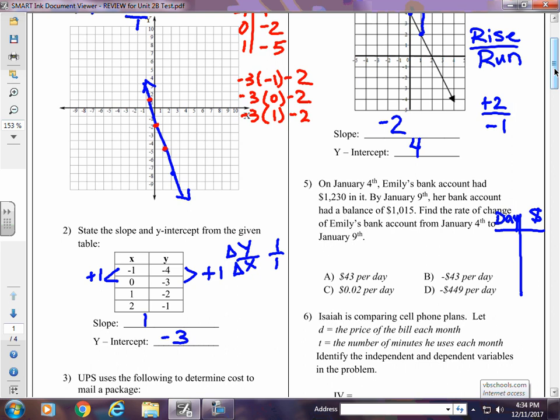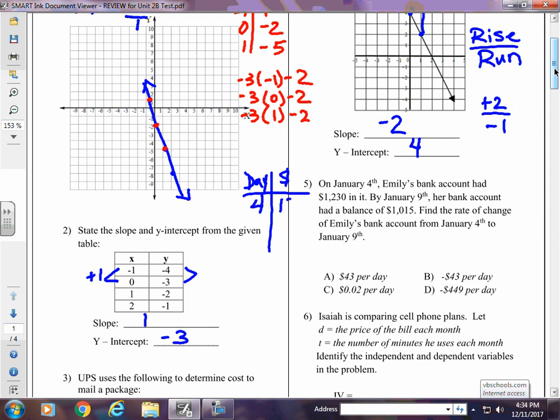So on January 4th, day 4, she had, here, let me rewrite this in a different way. Put it on this side. So we had days and money. So on day 4, she had $1,230. On day 9, $1,015. All right, so we want to ask ourselves, how do I get from $1,230 to $1,015?